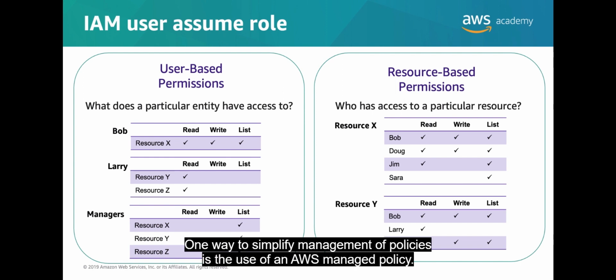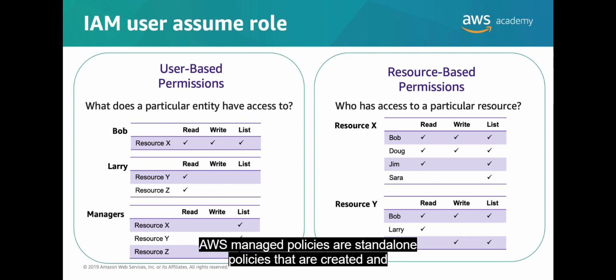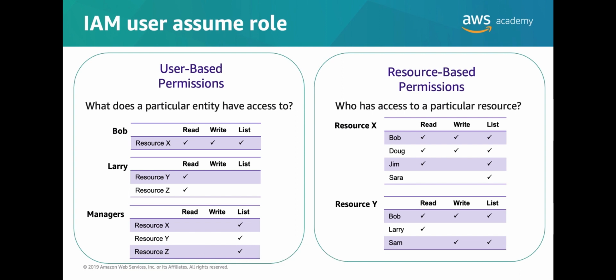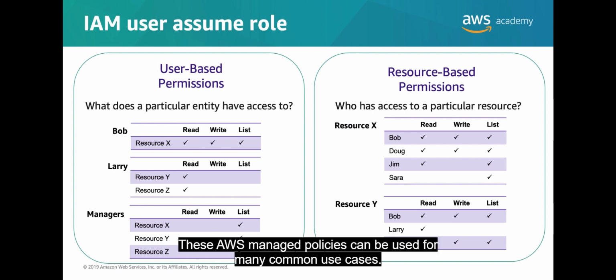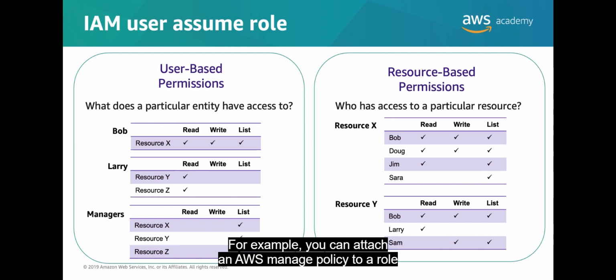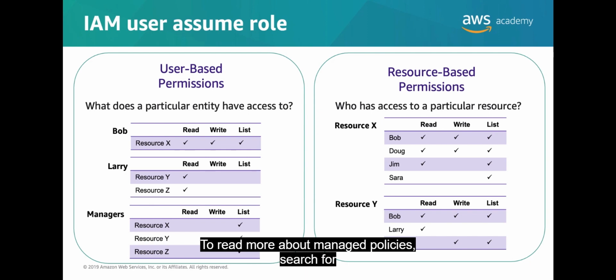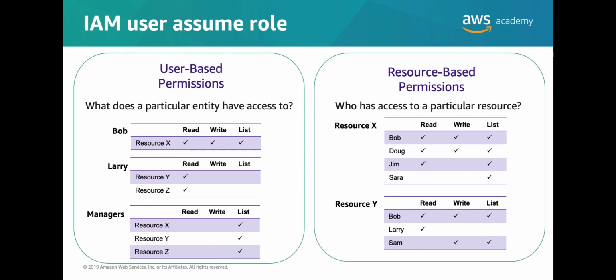One way to simplify management of policies is the use of an AWS managed policy. AWS managed policies are standalone policies that are created and administered by AWS. These AWS managed policies can be used for many common use cases. For example, you can attach an AWS managed policy to a role to enable common Amazon S3 bucket operations. To read more about managed policies, search for managed versus inline policies in the AWS documentation.